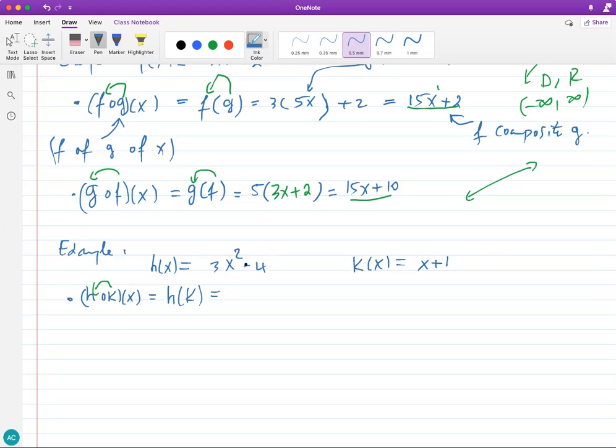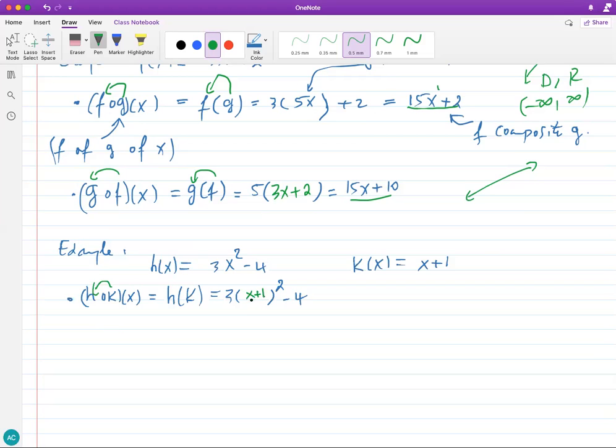Let's write it down without the x. I'm just going to leave the x blank here: 3, and this is where the x goes, to the second power, minus 4. Right, so you write your first function, and what goes into this space? X plus 1. That's right, the k. K into h. This is h, and inside of it we put k, which is given as x plus 1. And that's it. That's your composition.